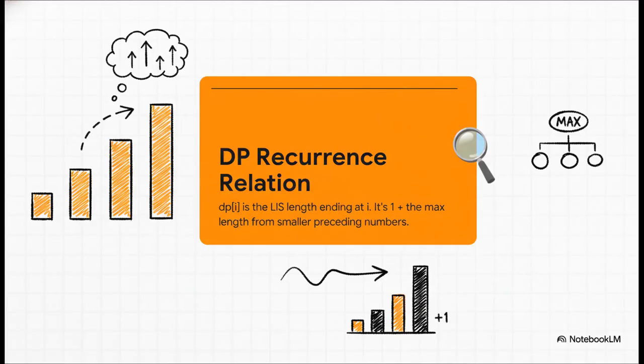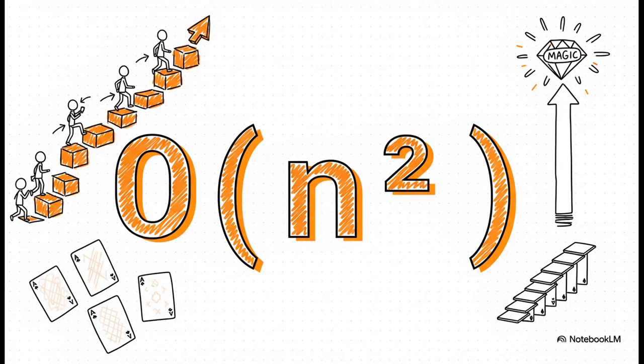So the whole idea with this DP approach is to build up our answer piece by piece. For every single number in our array, let's call it nums of i, we basically ask ourselves a question. What is the absolute longest increasing subsequence that I can make that ends with this specific number? And to figure that out, we have to look back at all the numbers that came before it. If we find a previous number that's smaller than our current one, we know, hey, we can tack our current number onto the end of that subsequence. So we just find the longest one of those we can extend, and boom, we have the LIS for our current number.